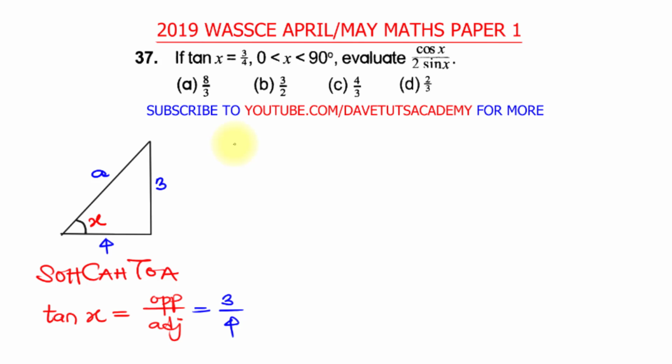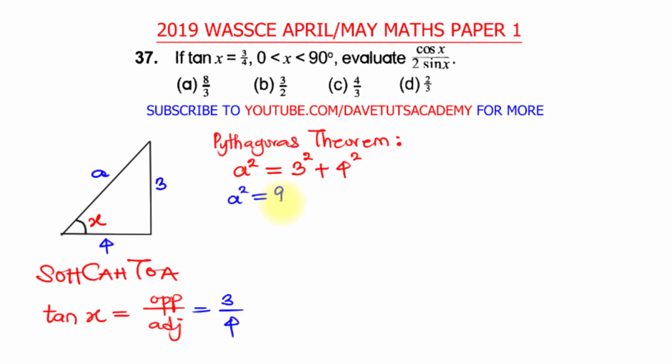The Pythagoras theorem says that the square of the hypotenuse, that is A raised to power 2, is the sum of the square of the opposite, which is 3, plus the square of the adjacent, which is 4. So in this particular case, A square will be 3 raised to power 2 is 9, 4 raised to power 2 is 16, 9 plus 16 is 25, such that A will be the square root of 25. So A is equal to 5. Here A is 5, and then we can go ahead to try and evaluate cos x over 2 sin x.